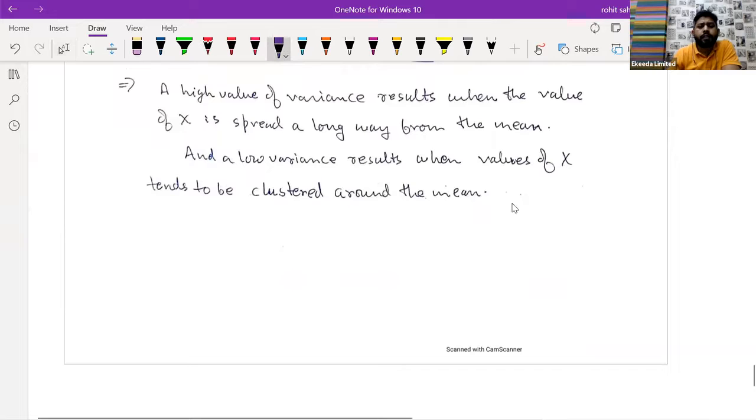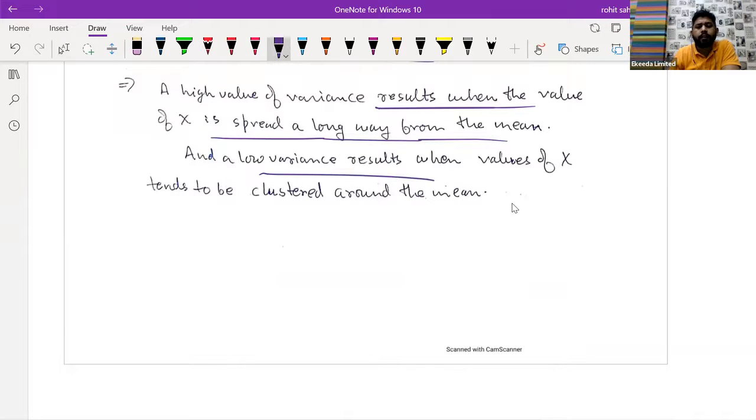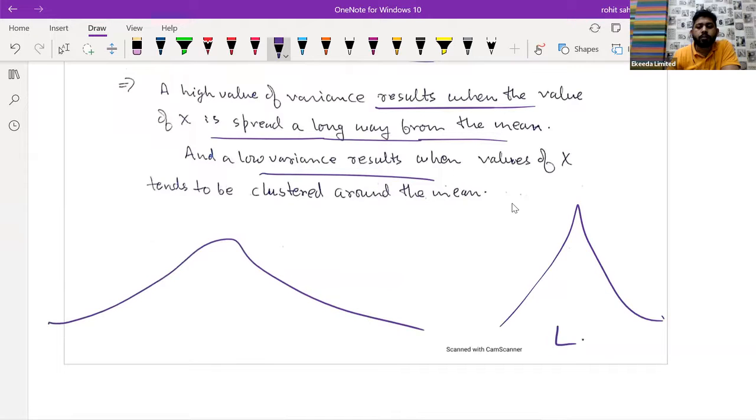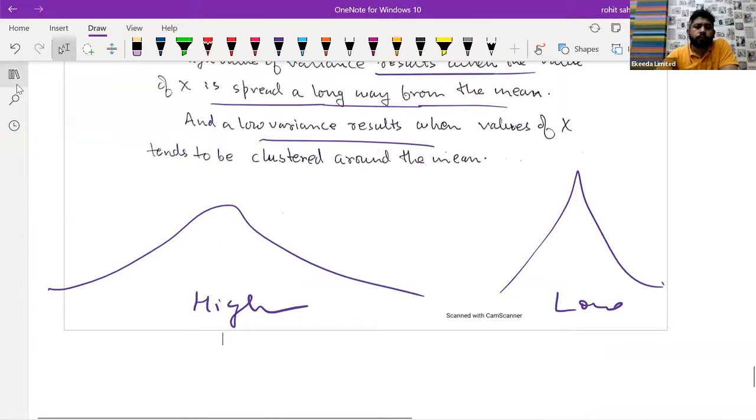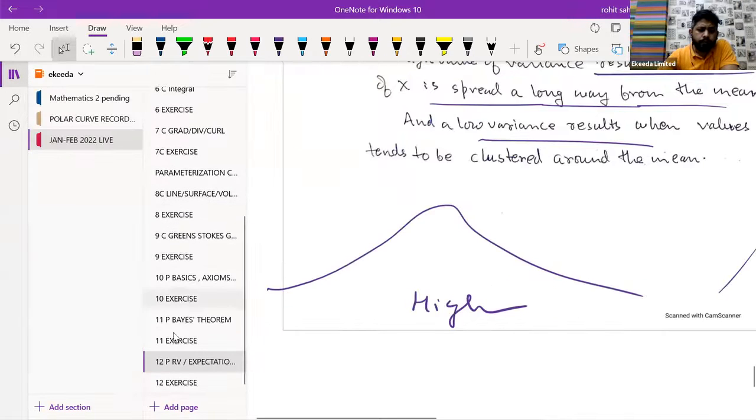A high value of variance results when the x is spread over a long range. ये तो बता ही दिया है ना. ऐसा किया तो high variance, ऐसा किया तो low variance. This is low, this is high. ये तो बता दिया. Fine. Okay. We'll discuss something more if required.